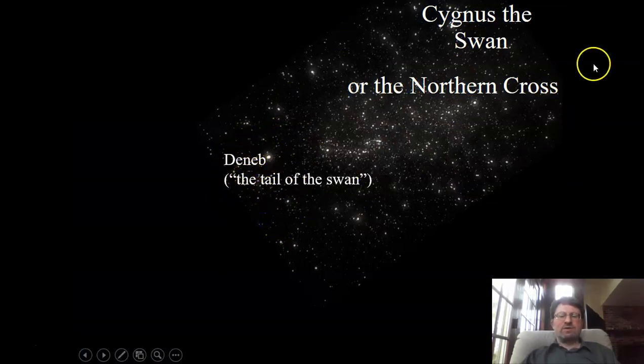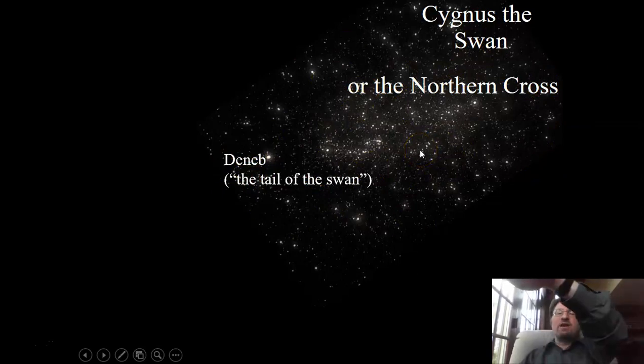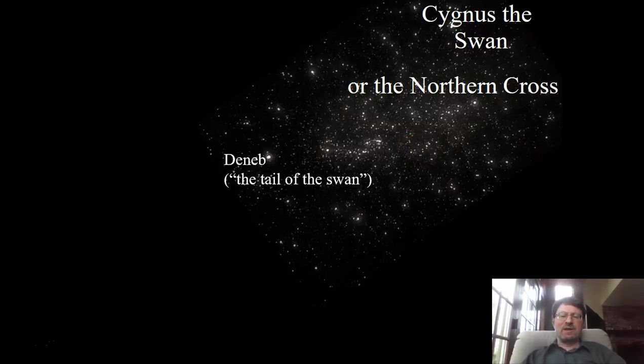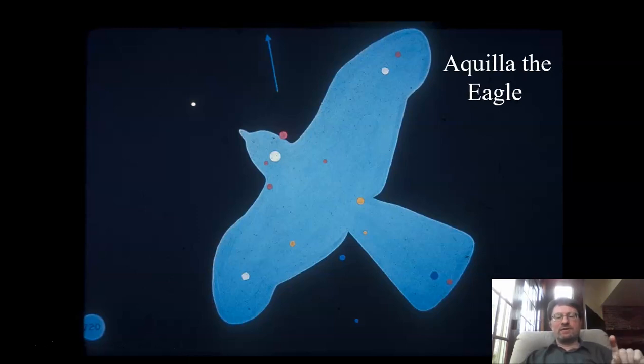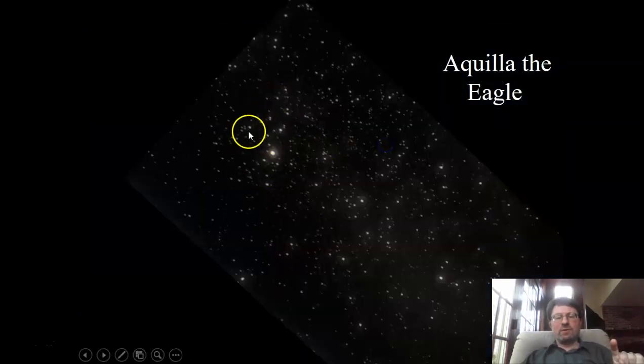And notice in this image there are lots of stars in this vicinity. That's because Cygnus is flying right along the Milky Way galaxy. And so if you get to a dark enough patch and you find Cygnus, that might help you to identify the Milky Way. Or if you found the Milky Way, you might be able to use that to help you find Cygnus. Here's Aquila the Eagle. And the bright star in Aquila the Eagle is, do you remember what it is? This one right here? That's Altair in Aquila the Eagle.